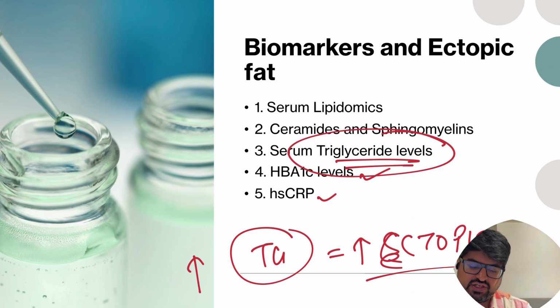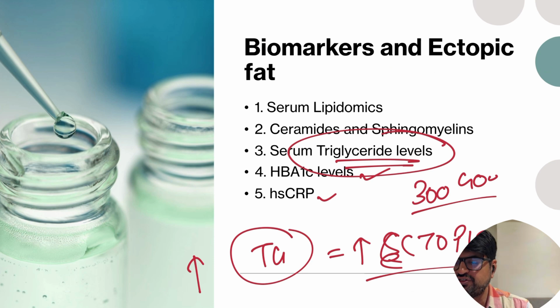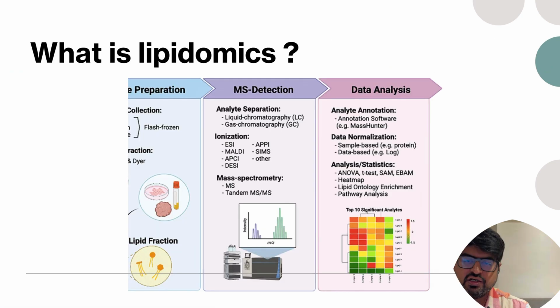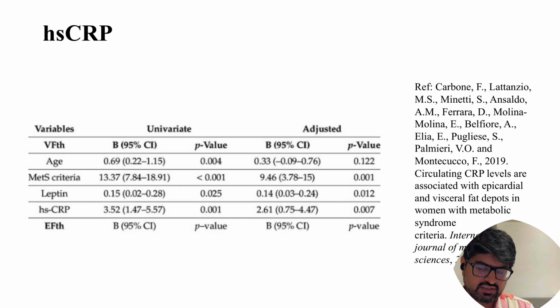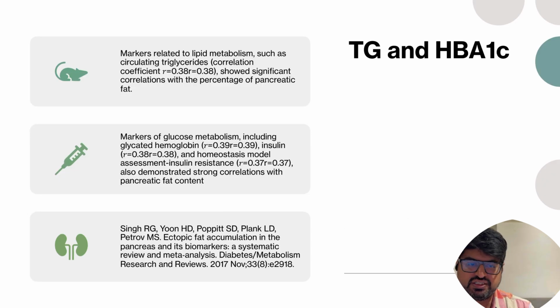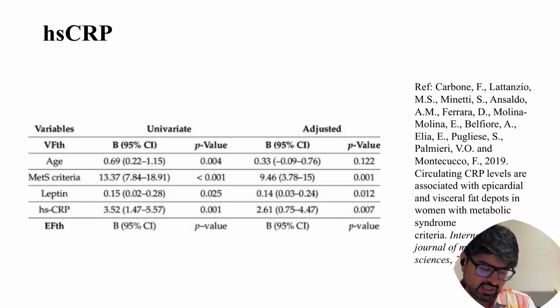So if your patient has, let's say, 300 or 400 triglyceride, that means the ectopic fat is also high. These are also the patients who are more likely to develop pancreatitis. And remember, pancreatitis is also linked with ectopic fat, okay? So these are very important things to understand. Like I tell you, triglyceride and HbA1c are very strong markers of ectopic fat.